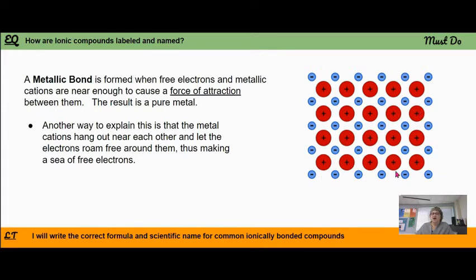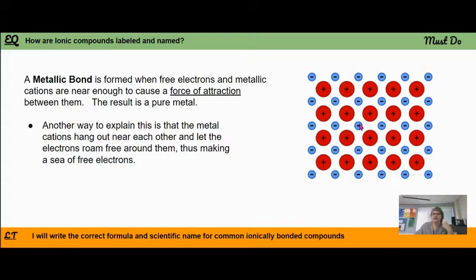Okay. Another way to look at this is to think about it as you have all these cations, all these metal ions. They kind of hang out next to each other. And then the electrons, their valence electrons, just get to kind of roam free in the area that they are, right? So they're not necessarily strictly bonded to one cation. They're free to move around, but they have to stay within a specific range of the actual ions. And so that kind of makes a sea of free electrons.